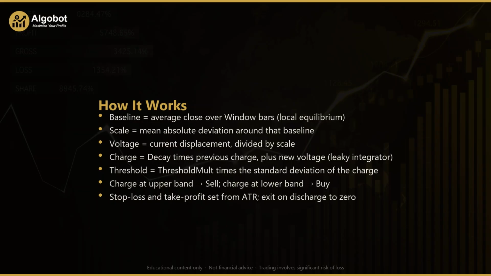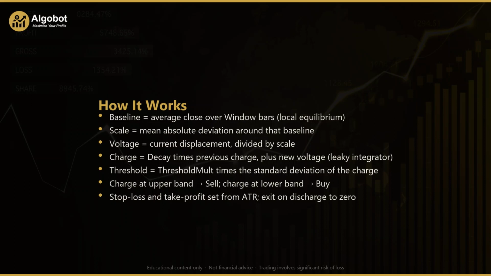Let's walk through the mechanics step by step, exactly as the code performs them on each newly closed bar. The expert advisor acts once per bar, never inside a forming bar, so its signals don't repaint. First, it establishes the local equilibrium. It takes the average of the closing prices over the last window bars, 20 by default. This baseline is the market's recent center of gravity.